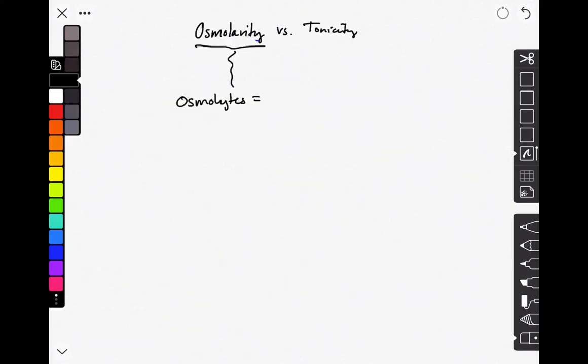And when we talk about osmolarity, we talk about osmolytes. These are the number of particles that are in the solution. And these particles can be in two flavors. They can be permeable and non-permeable. So it's the total number of particles. Instead, when we talk about tonicity, we are only referring to the non-permeable particles that are within the solution.